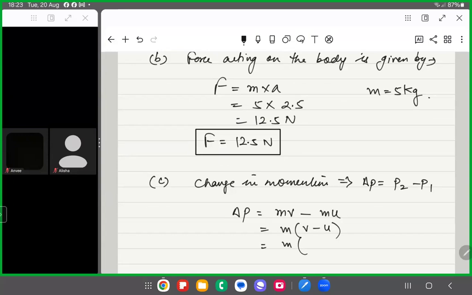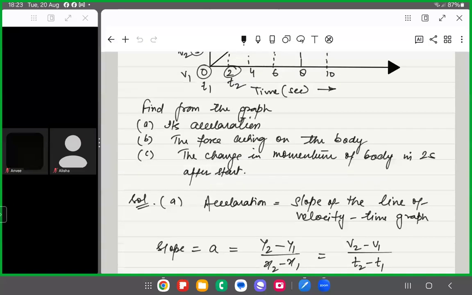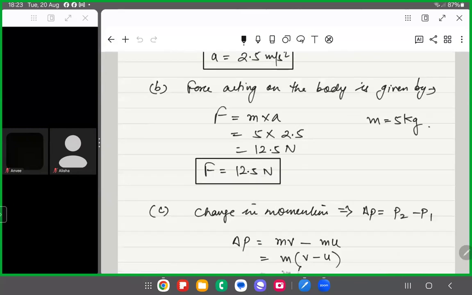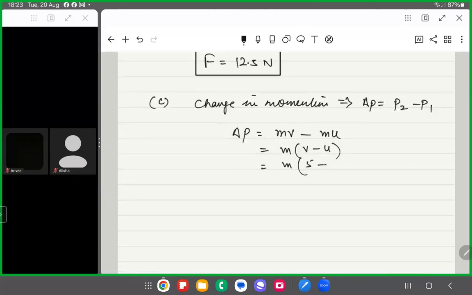After 2 seconds, what is the velocity? Because we have to find the change after 2 seconds. Final velocity is 5 meter per second. And earlier, what is the initial velocity? It is 0, right? So v will be 5 and u will be 0. Is that clear? Okay. So m is 5 kg. So 5 into 5, that is 25 kg meter per second, right?